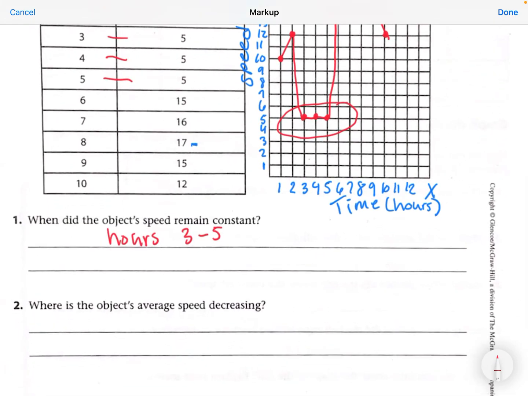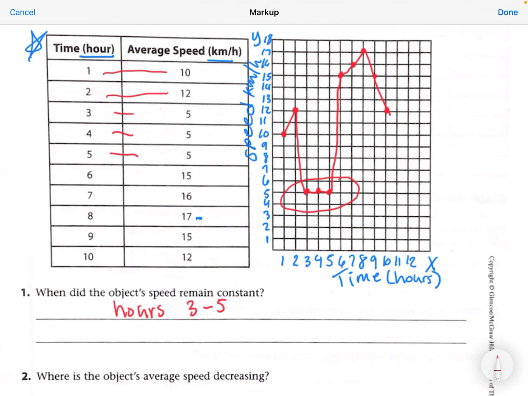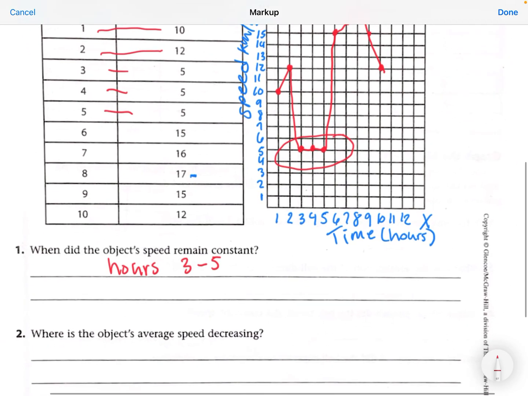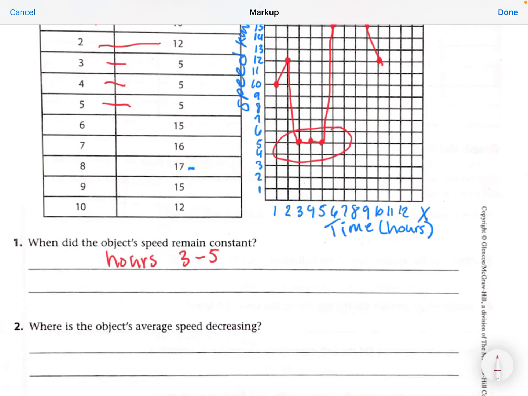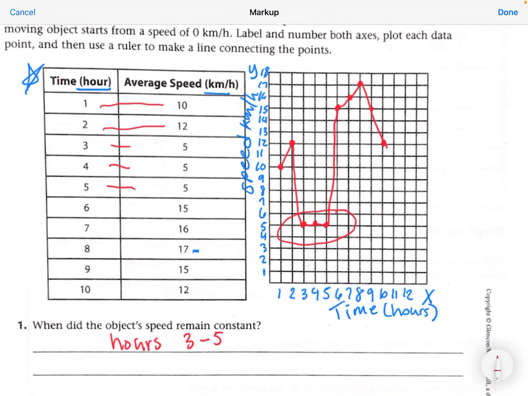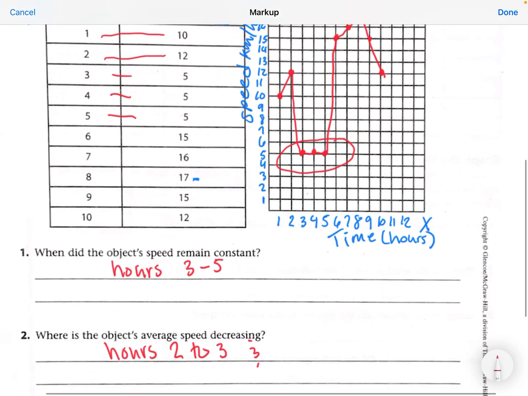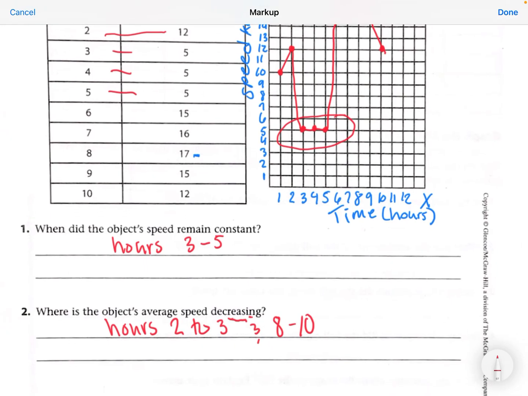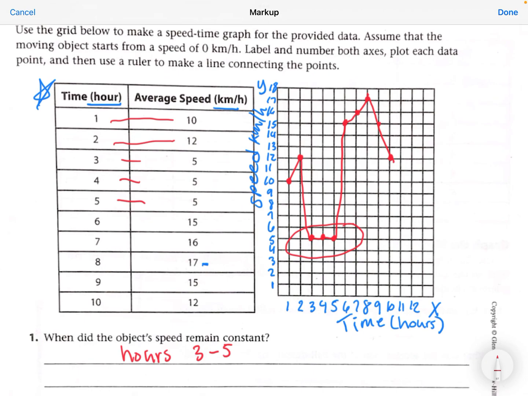Question number 2. Where is the object's average speed decreasing? So anytime that the slope of the line is going downward, we know that that is a decrease in speed. So from hours 2 to 3, and we see another decrease in speed up here. So from hours 8 to 10, we also see the speed decreasing. All right, so that is an easy setup to a speed time graph.